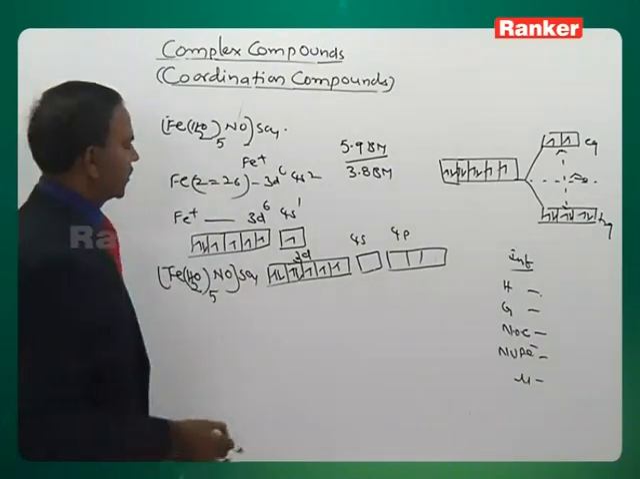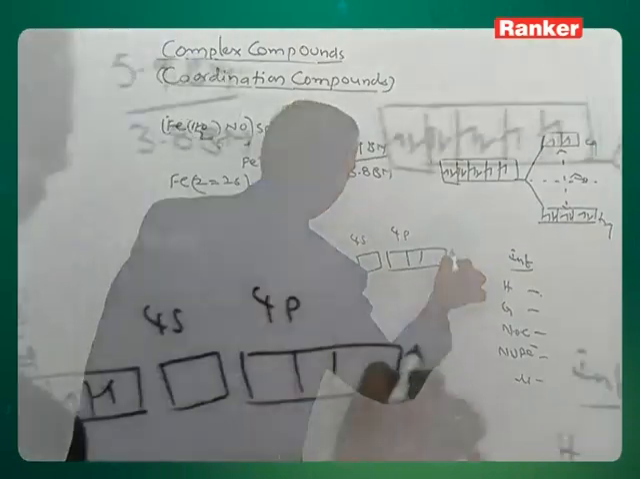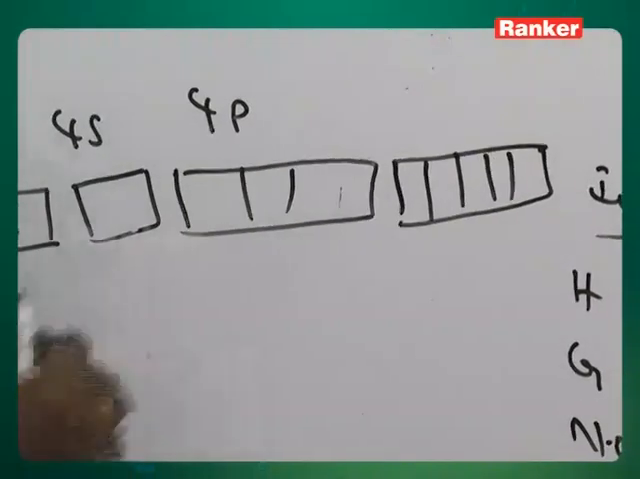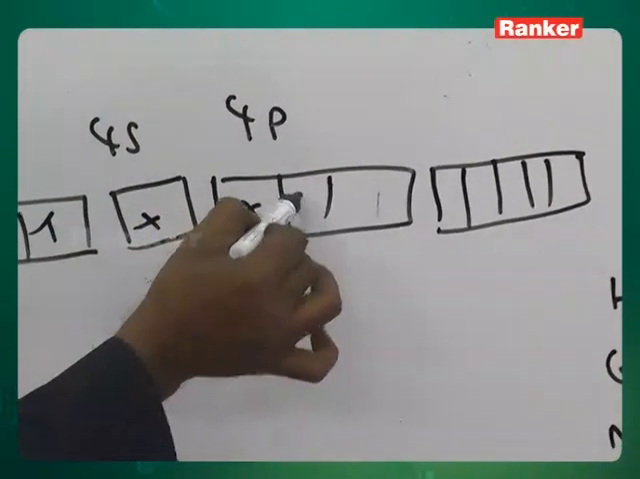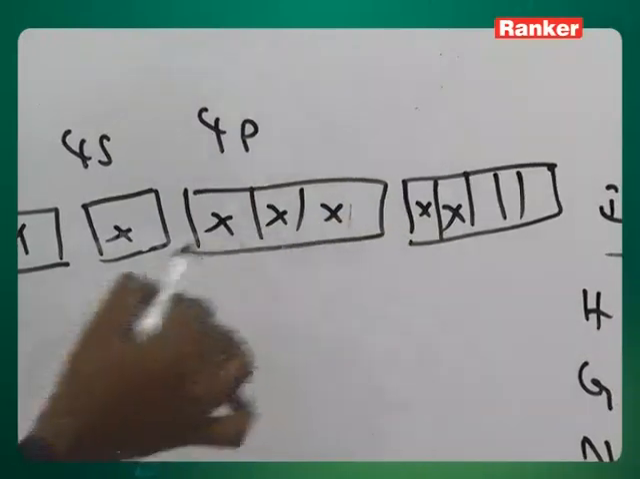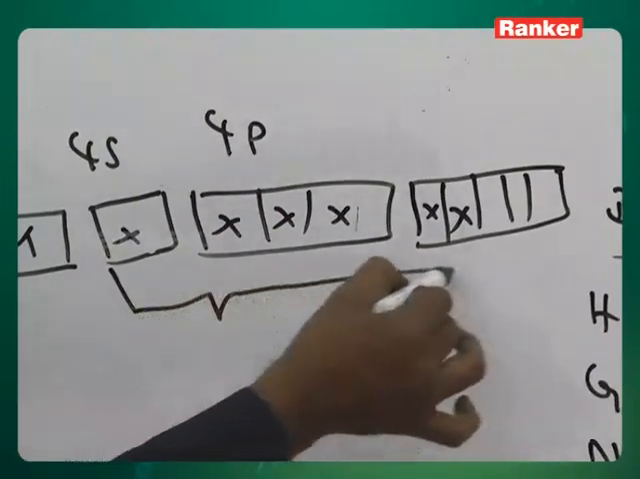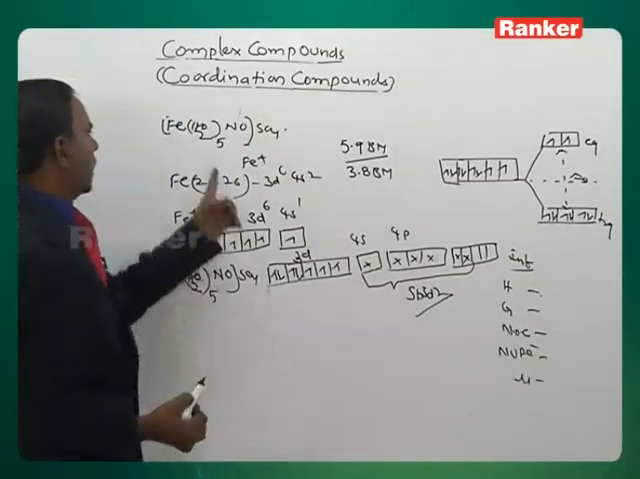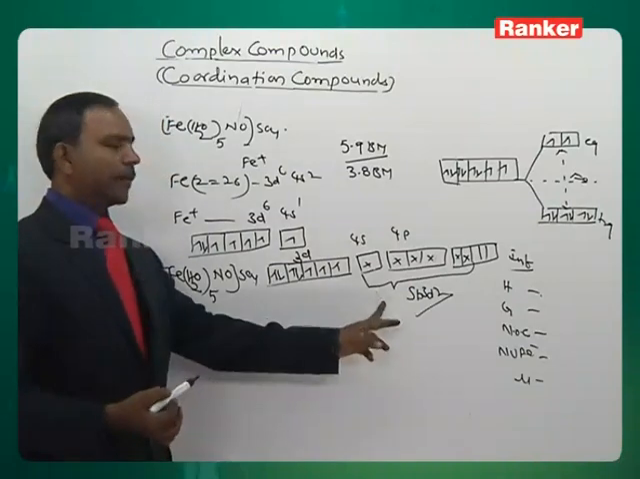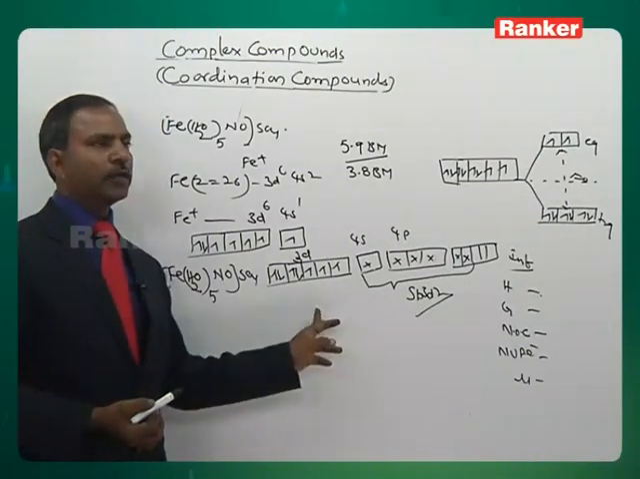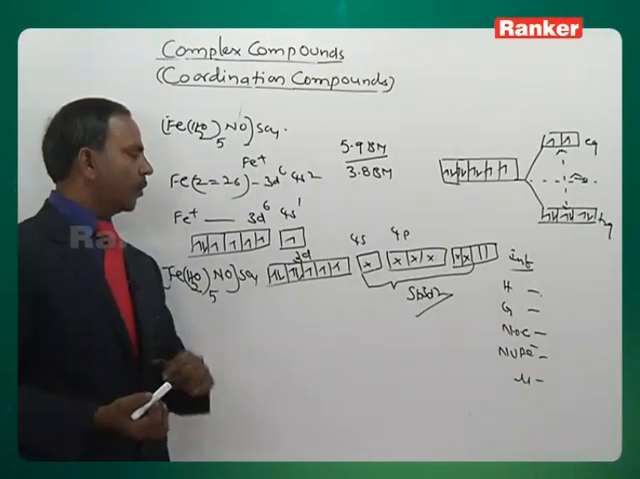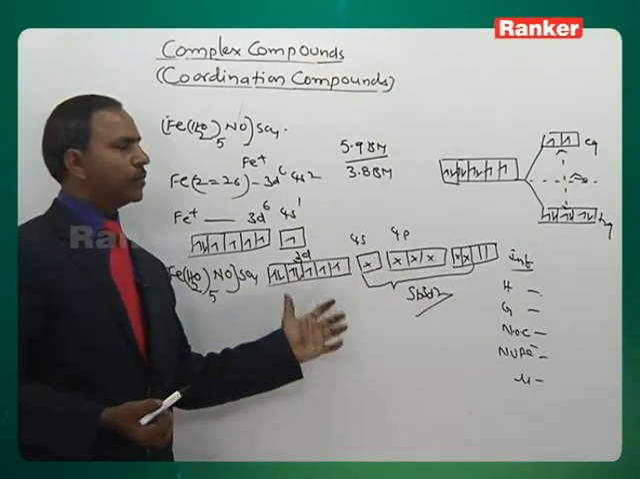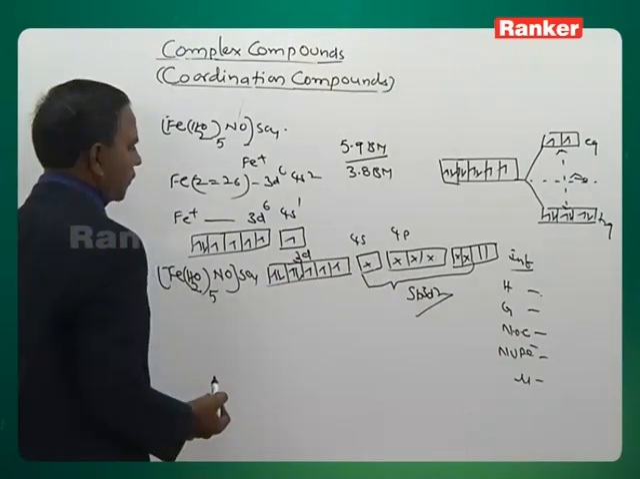How many ligands are there? 6 ligands. Therefore it is actually involving the 4d orbitals also in the hybridization. See 1, 2, 3, 4, 5, 6, then the hybridization is sp3d2. For this particular brown ring complex, the hybridization is sp3d2 and the magnetic moment is 3.8. You have to remember that the electron from the 4s orbital is shifted to d. This is also one exception.